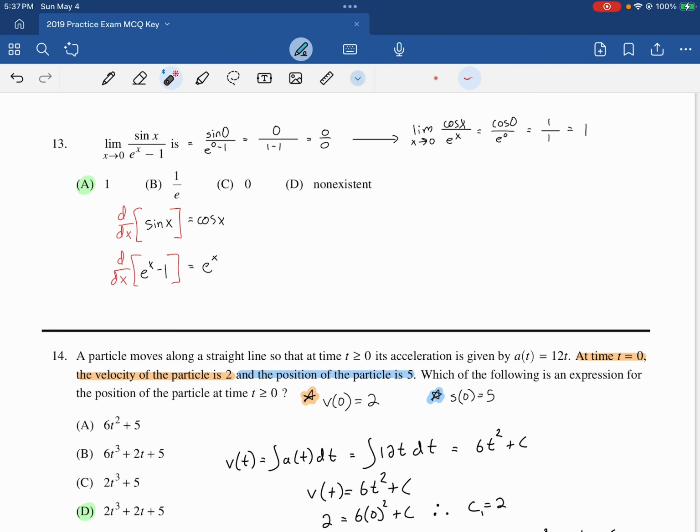Number 13, another L'Hopital's. I hope the work will explain itself. We did one of these before. Absolute layup.